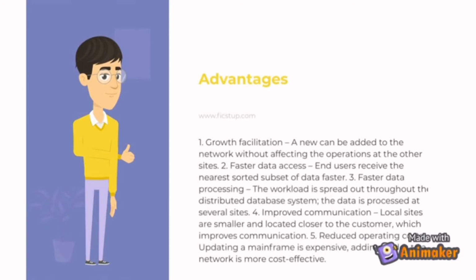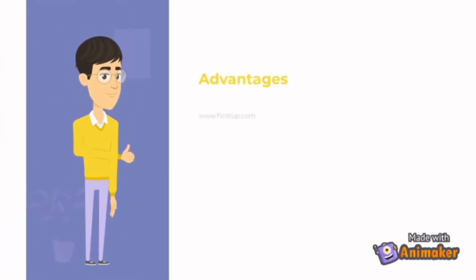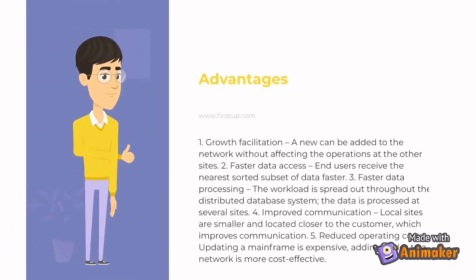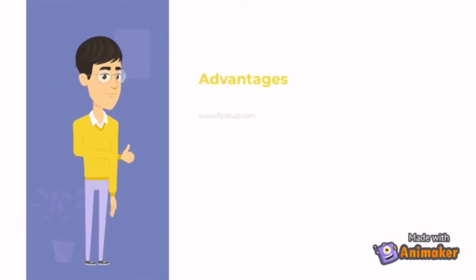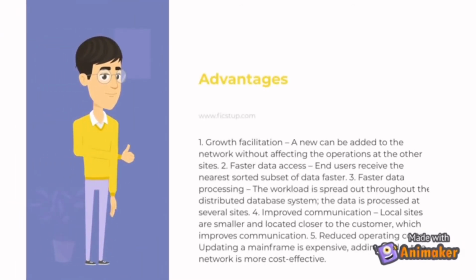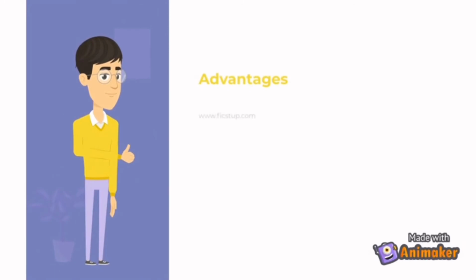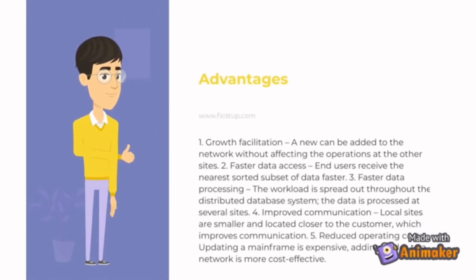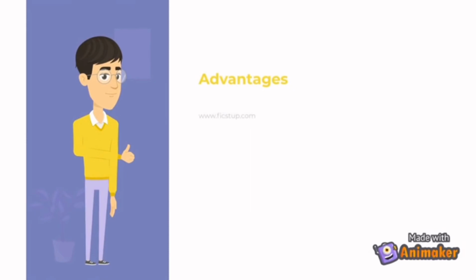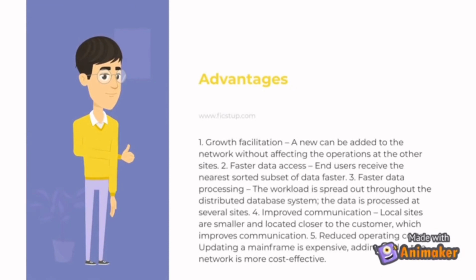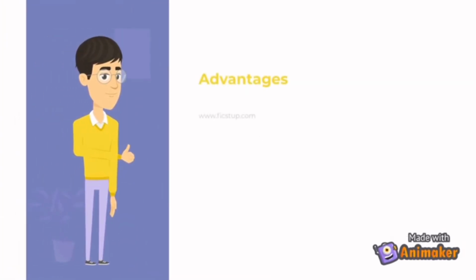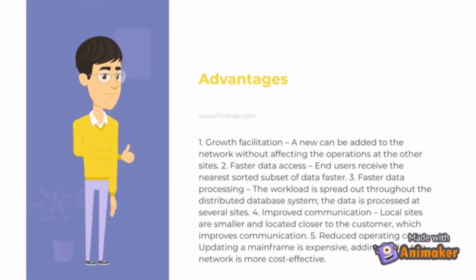3. Faster data processing: the workload is spread out throughout the distributed database system. The data is processed at several sites. 4. Improved communication: local sites are smaller and located closer to the customer, which improves communication. 5. Reduced operating costs: updating a mainframe is expensive, adding nodes to a network is more cost-effective.